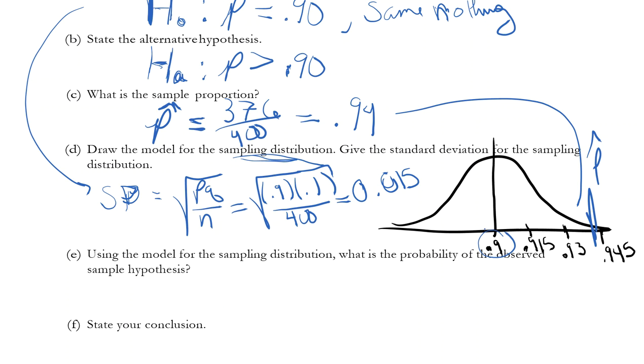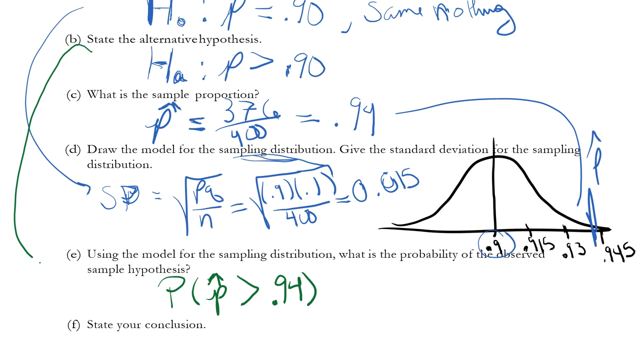Let's look at finding the probability that I get that p hat, or something a little bit worse. So what I'm going to look at next is the probability that I get something that looks like my sample, which is 0.94, or bigger. And why bigger? Because that's my alternative. That's where that greater than is coming from. I want to investigate: do I have something larger?